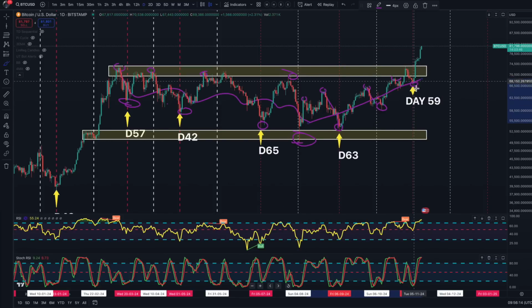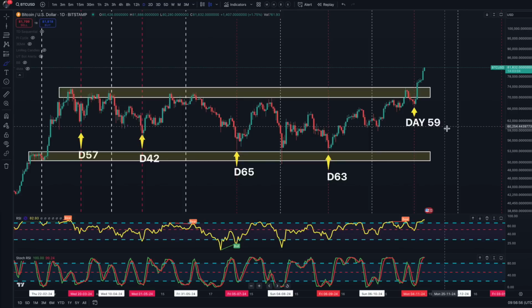And with the end of the cycle here, it was particularly noticeable that we started to consolidate around the end of the cycle at these top levels, around that 66 to 70,000. And this was really giving us a high probability break to the upside. And this is what it's duly done since then.